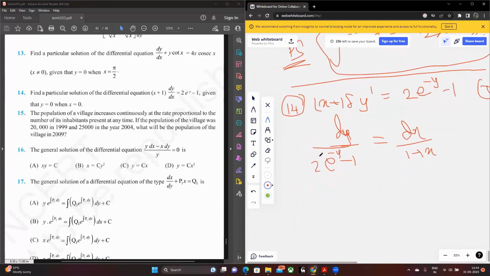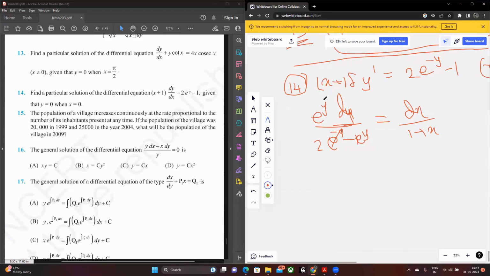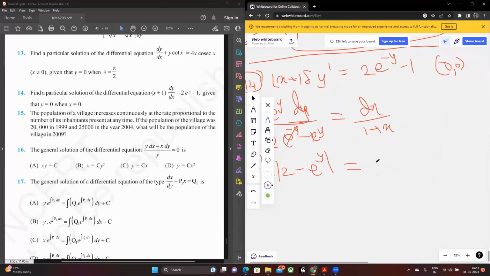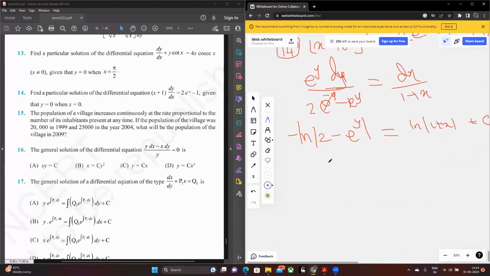Notice that this can be written as e to the power y dy over 2 minus e to the power y. But basically, this is dt by 2 minus t, something of that sort. So that is minus ln mod 2 minus t. This is basically minus ln mod 2 minus e to the power y equaling ln mod 1 plus x plus c. But basically, this is 1 by 2 minus e to the power y equaling c times 1 plus x.